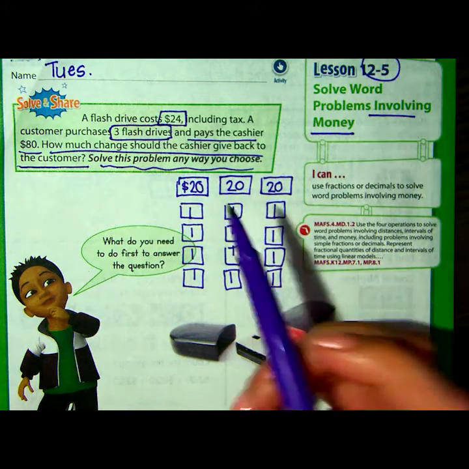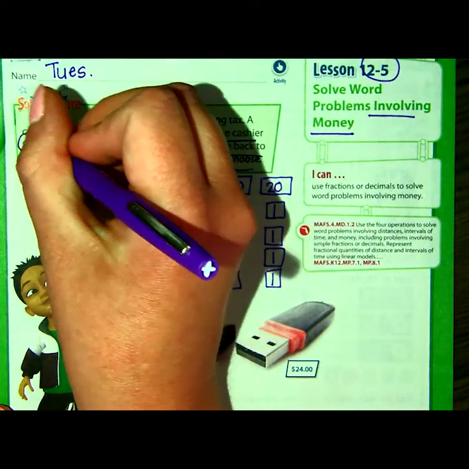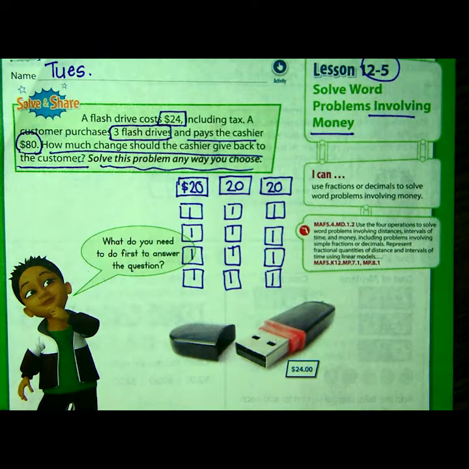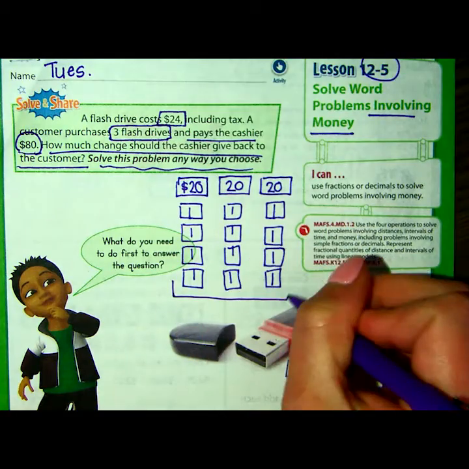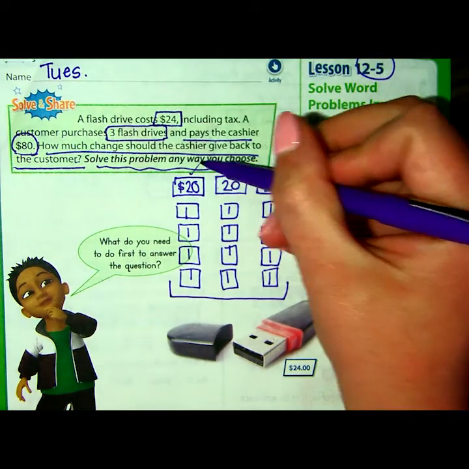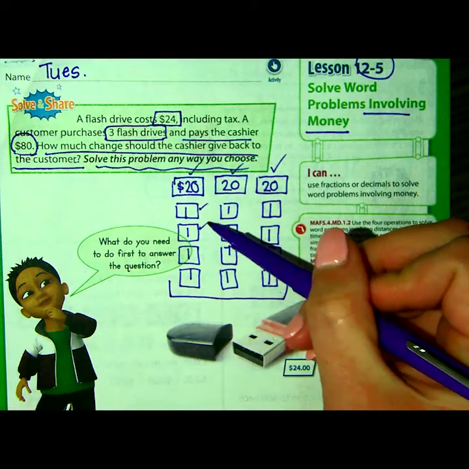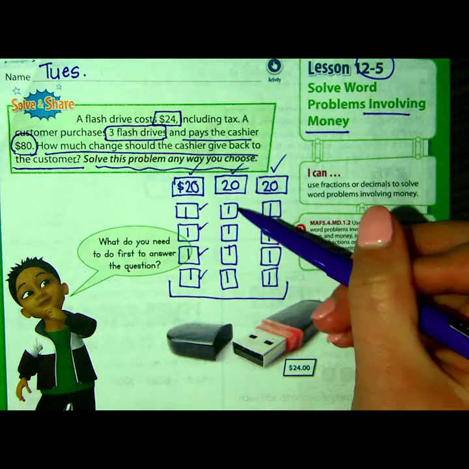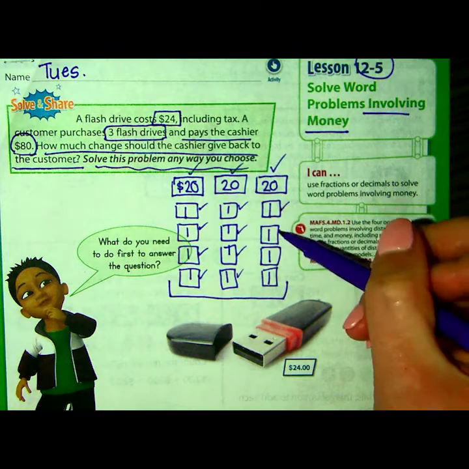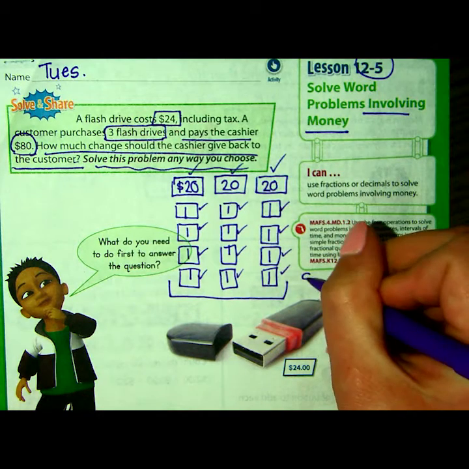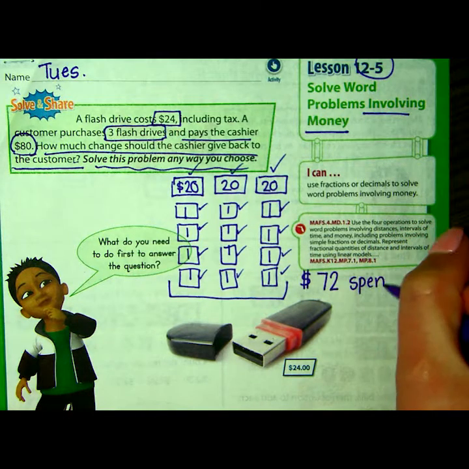Okay. So now what do we have to figure out? Well, the question was, they want to know the change that the cashier is going to give back. And remember, they pay with $80. So first, I guess we need to figure out how much they spend on these 3 flash drives. So we've got to add up all these dollar bills. Well, that would be 20, 40, 60, and then my ones, 61, 62, 63, 64, 65, 66, 67, 68, 69, 70, 71, and 72. $72 is what they spent.